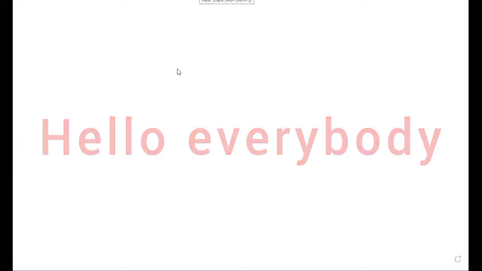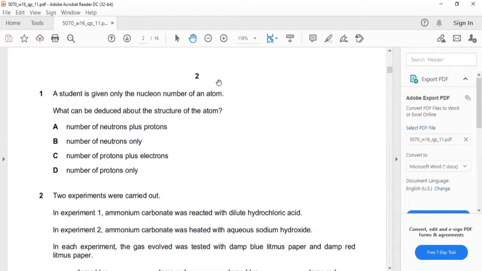Okay, student question number 1: given only the nucleon number of an atom, what can we deduce? Nucleon number means the sum of protons and neutrons. It's also called mass number. So A is the answer, the number of neutrons plus protons. Okay, number 2.